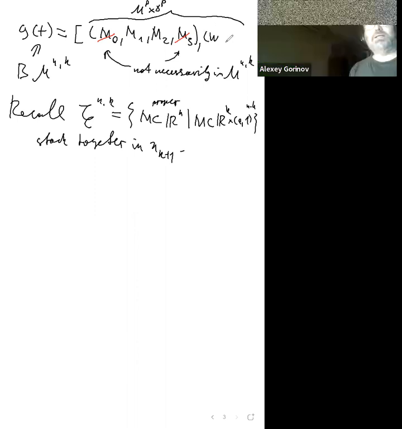And then we take W1, W2, W3. And then we take the equivalence class and we get an element of M2 cross delta 2.